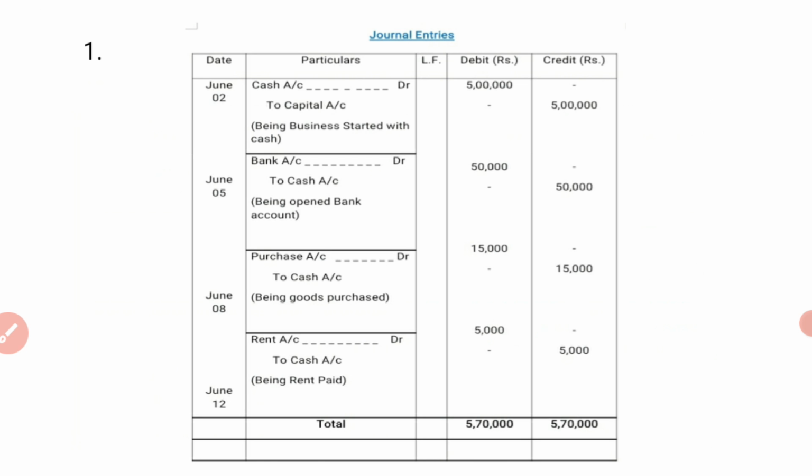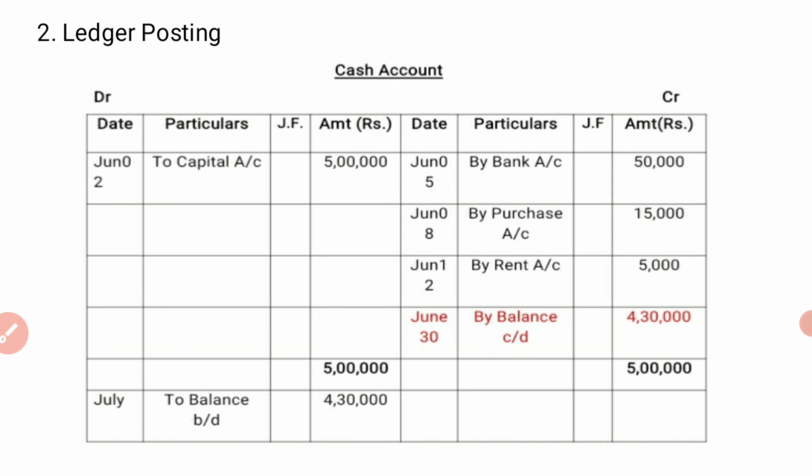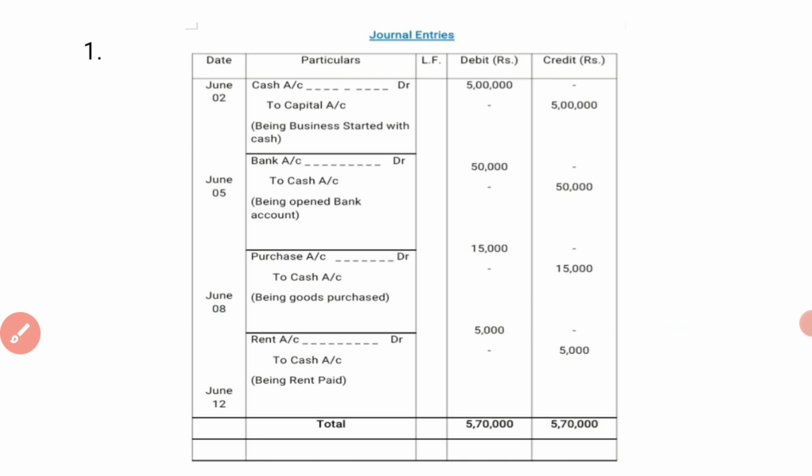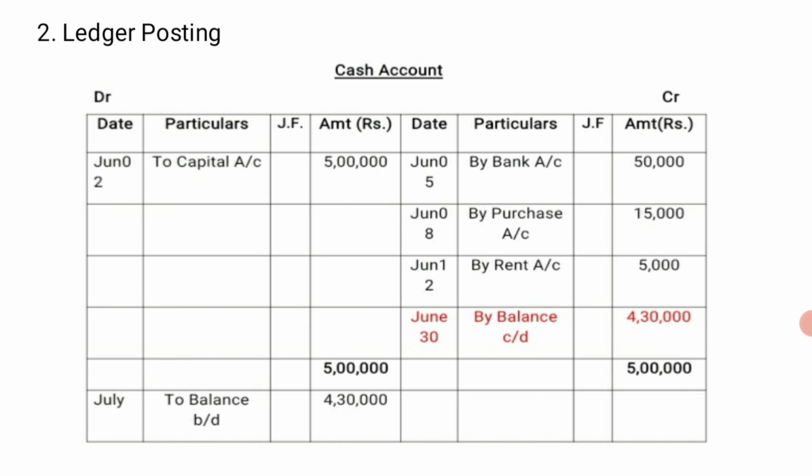And in second transaction, bank account debit, cash is credited. So you have to post them into credit side as a bank. So here, on June 5, by bank account 50,000. Why? Because it is credited. Cash is credited here. Next, third transaction, purchase account debited to cash account. So here cash is also credited. On June 8, by purchase account 15,000.